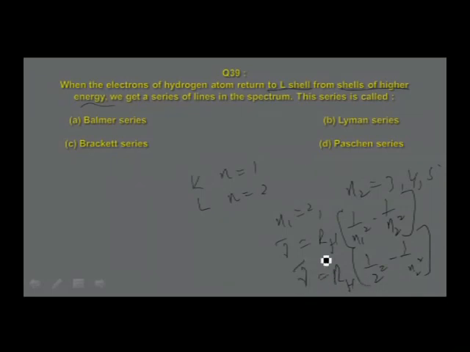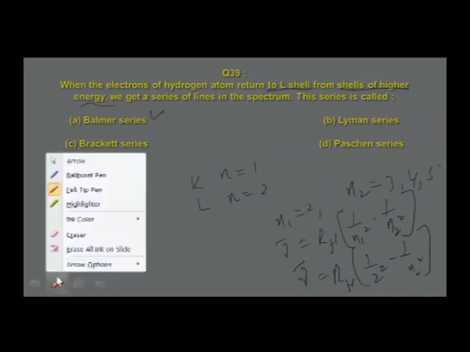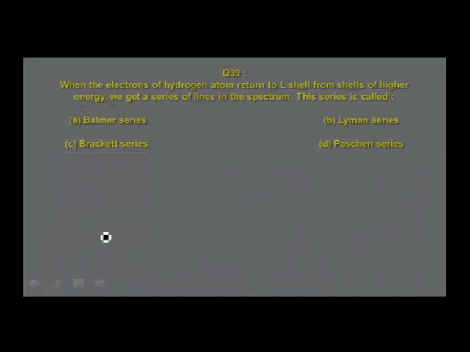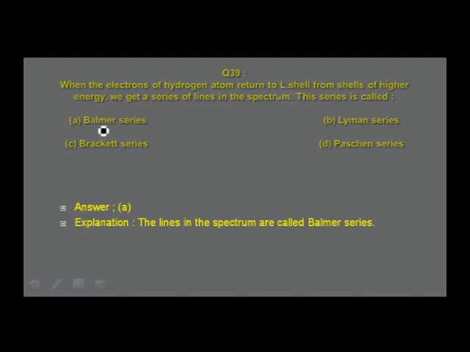Balmer series. The correct answer I find is Balmer series, and you find the answer given, the lines in spectrum are called Balmer series. Simple answer. You should understand that as soon as you look at this question and you find the letter L, n value should be 2. Based on that, you get this answer as Balmer series. Let us move on to the next slide.